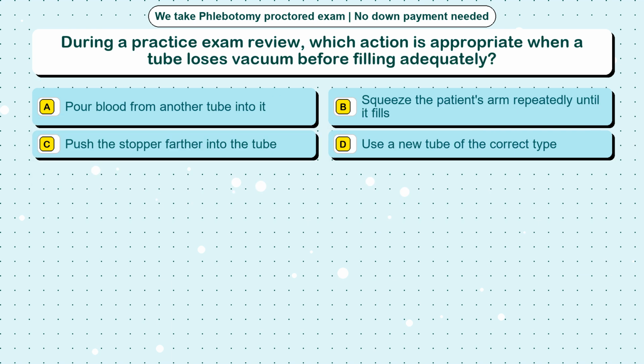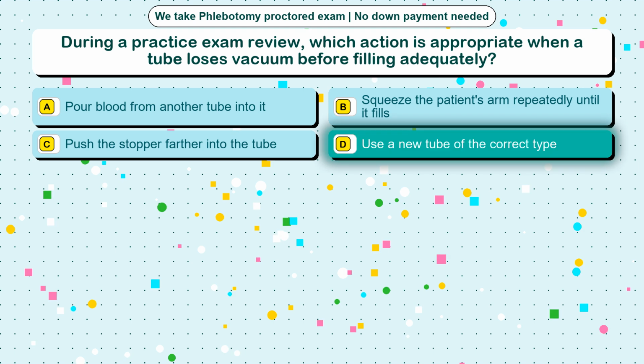Question 92. During a practice exam review, which action is appropriate when a tube loses vacuum before filling adequately? Option A. Pour blood from another tube into it. Option B. Squeeze the patient's arm repeatedly until it fills. Option C. Push the stopper farther into the tube. Option D. Use a new tube of the correct type.